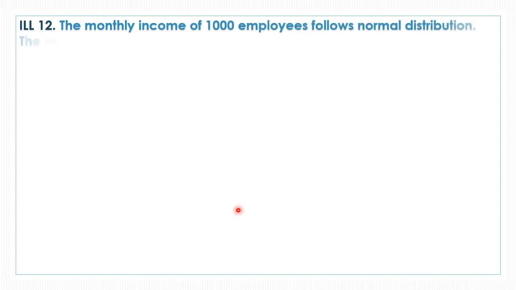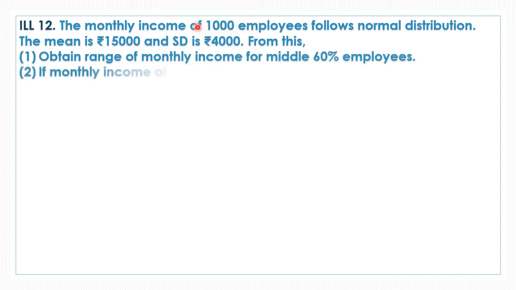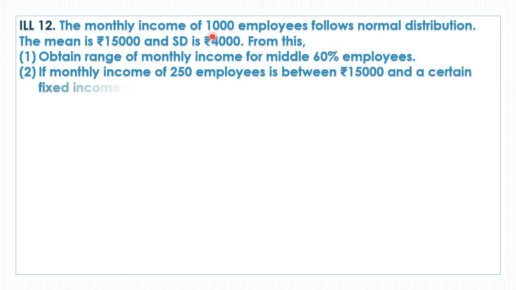to the last illustration of this tutorial. The monthly income of 1000 employees follows normal distribution. Now, in the textbook, they have not written 1000 here, they have just written a group of employees, but that's pretty much a printing mistake, because in the question itself, you will need this number 1000 employees, for which they have not given any explanation where they got it. So I assume that this is a printing mistake, and so I have included this 1000 directly in the question itself.